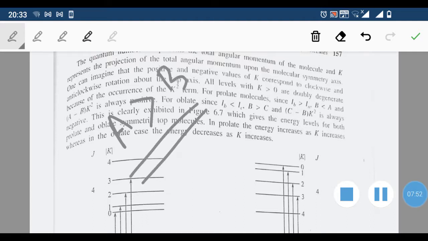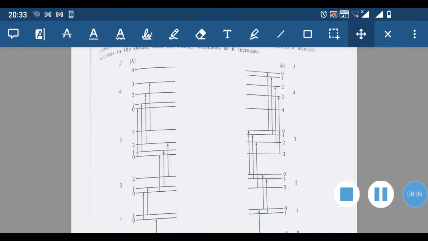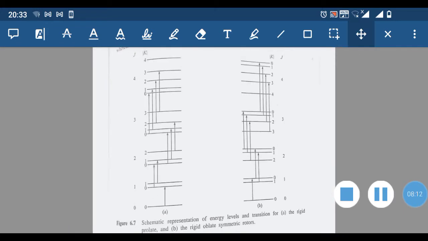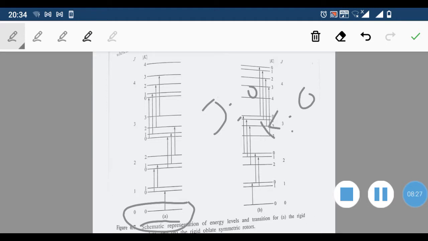So when A is greater than B, the second part of the expression for energy is positive. So the total energy increases as K values increase, and you can see the energy level diagram like this. This is the case of a prolate symmetric top molecule. For J equal to 0, there is no splitting of the energy level, because for J equal to 0, K can have the value 0 only. So it is only singly, no degeneracy for this.